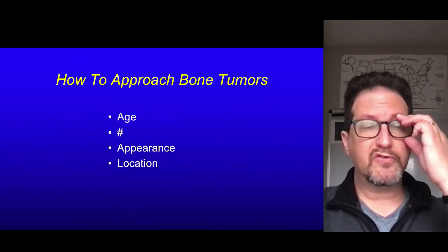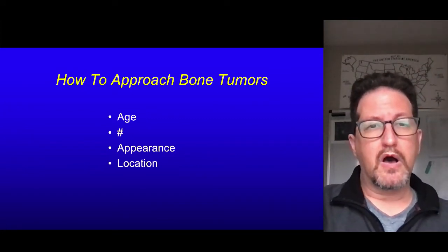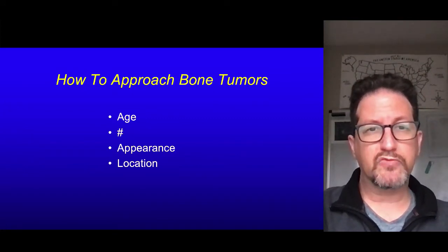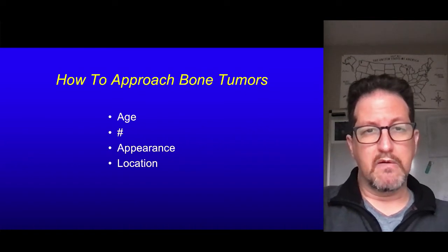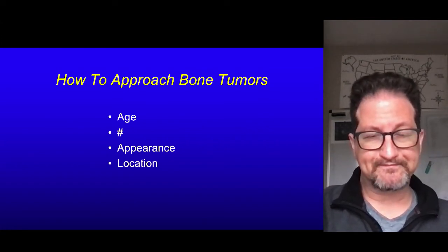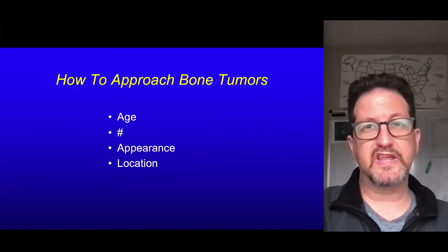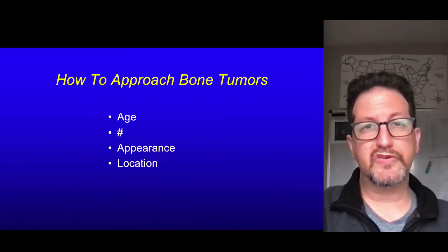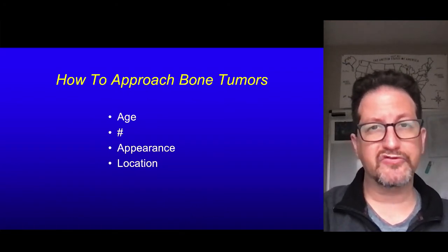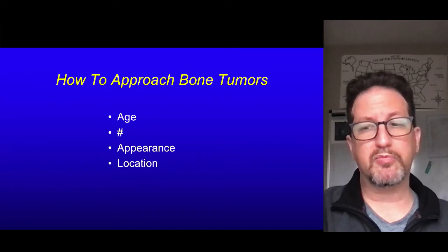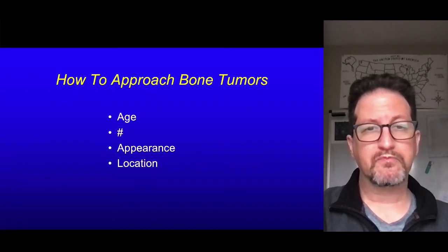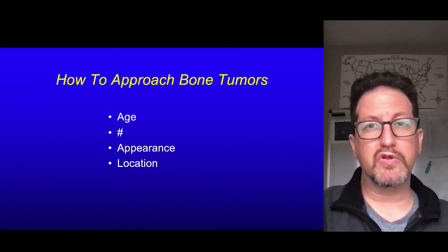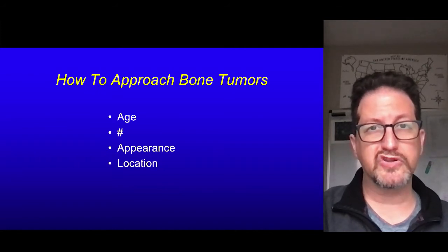Okay, so this is my approach. It's really kind of simple. I look at the age, the number of lesions, the appearance, and the location. Of course, within each thing, there's a little bit more detail, so we'll go through that. The age is the age of the patient. The number is whether it's a single, or monostotic, lesion, or if it's multiple, or polyostotic. The appearance includes a large number of things, and really is the bulk of what we're going to talk about.